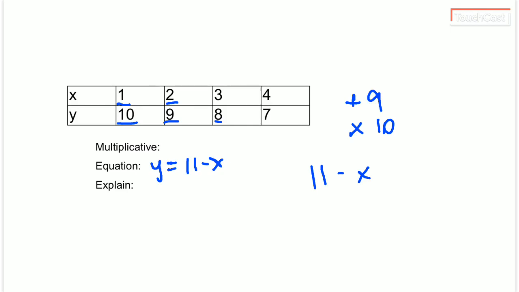As to whether or not this is multiplicative, the answer is no, because we're not multiplying the input by anything. We're actually using subtraction. And for the explanation, we would say because the relation cannot be written in the y equals ax format, the relationship is not multiplicative.